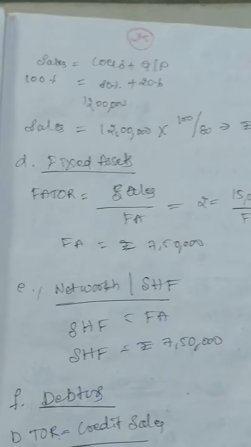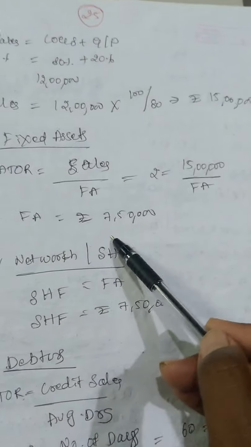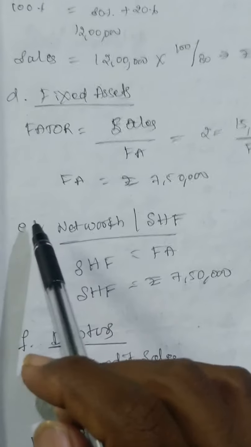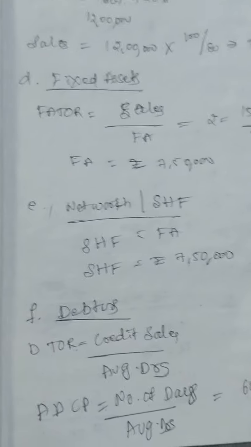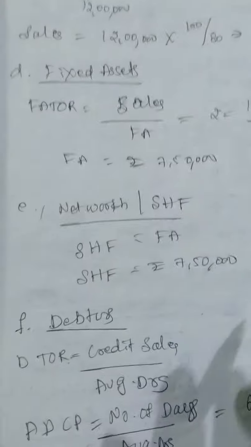Next, fixed assets. They have given fixed assets turnover ratio 2. Sales is 15 lakh, so fixed assets will become 7 lakh 50, that is 15 lakh divided by 2. Next, net worth or shareholder fund. They're telling that 1:1, that means equal. So shareholder fund equals fixed assets, so shareholder fund will become 7 lakh 50.